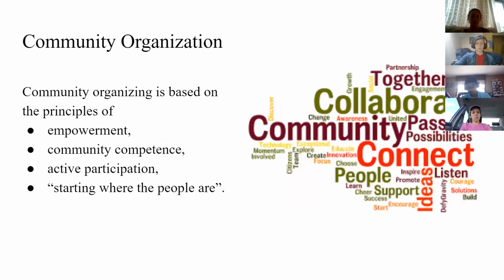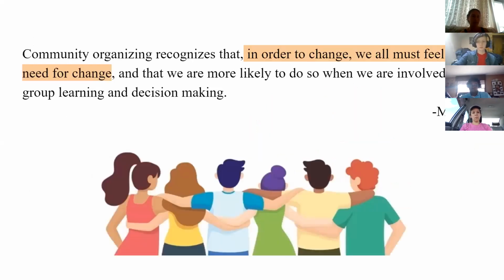So going on with community organizing, it is based on the principles of empowerment, community competence, active participation, and starting where the people are. It's the key practice to bring people together to take action towards the shared beliefs and concerns inside the community. Since we are social animals, we depend on each other, and to make an actual difference, we need to be involved in the process itself altogether in order to change. We all must feel a need for change.